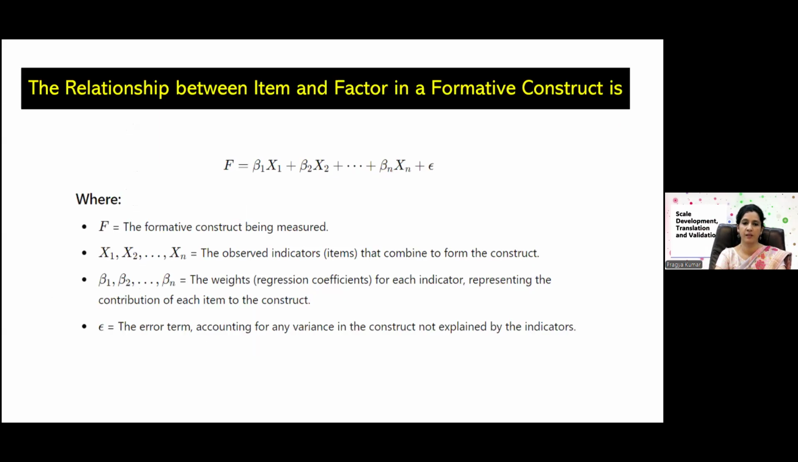Okay, so now if everyone is back, I hope everyone is back. Again, this factor is a dependent variable, and these x1, x2, x3 and xn, the various items, are the observed variables, and this is the linear equation. So this is just a reflective construct. The relationship between the item and factor is like a multiple linear regression.